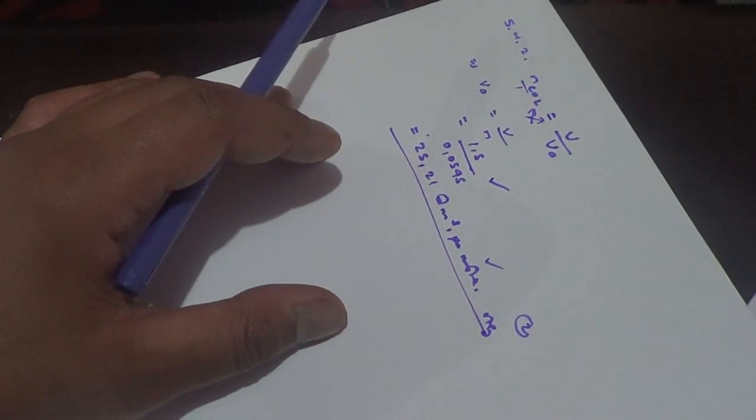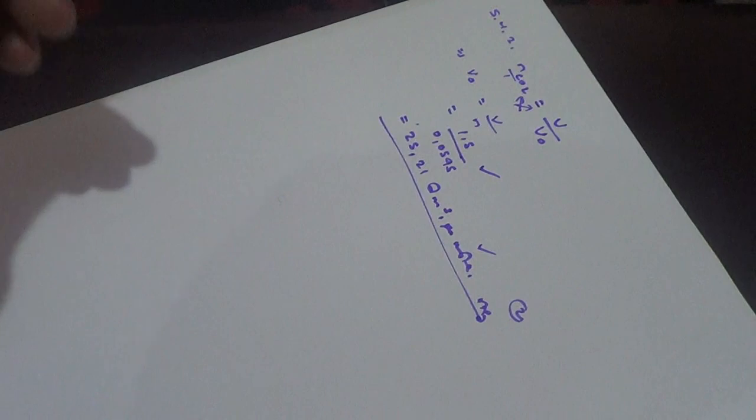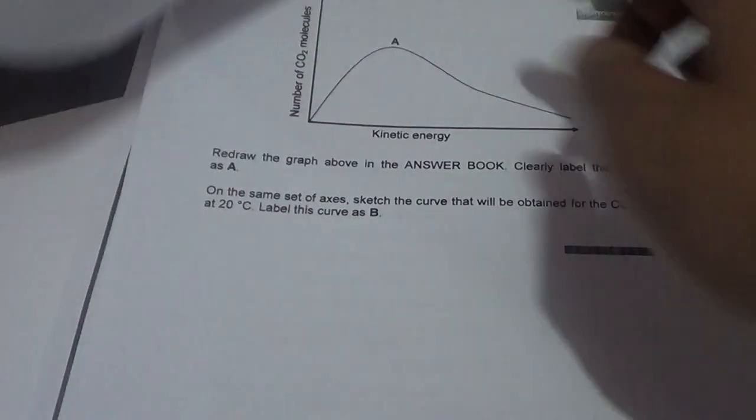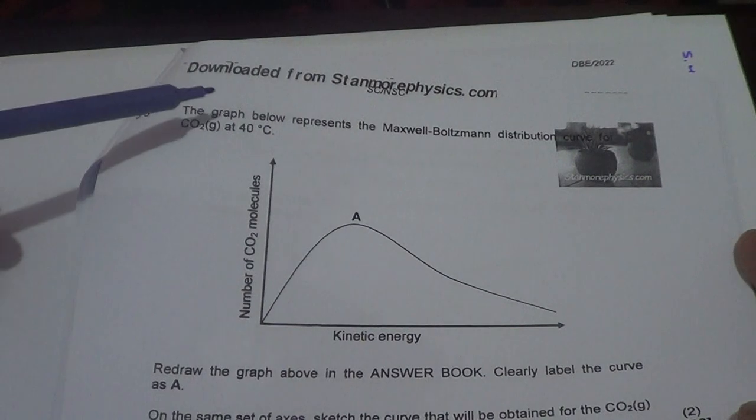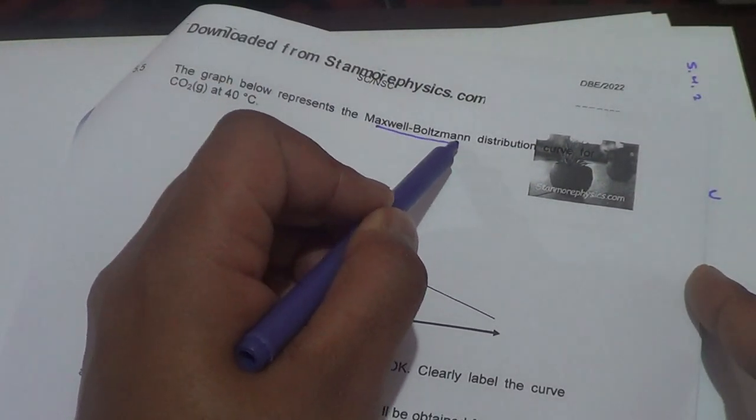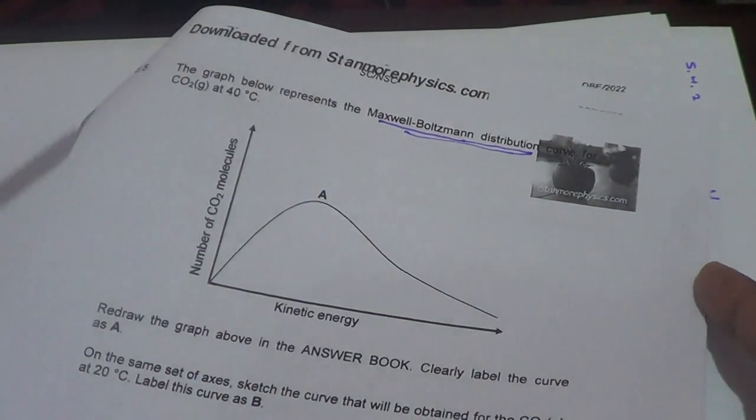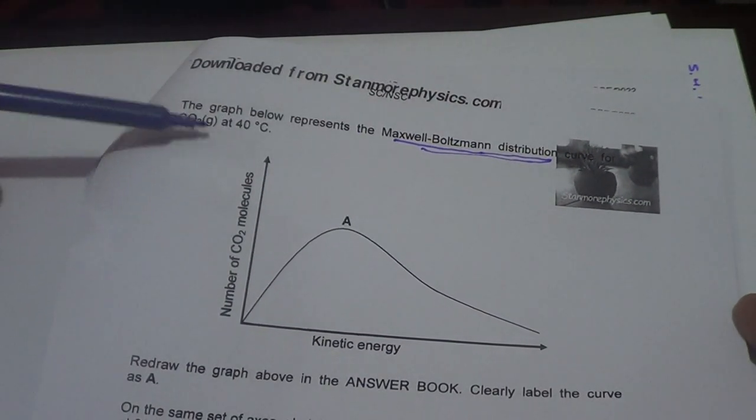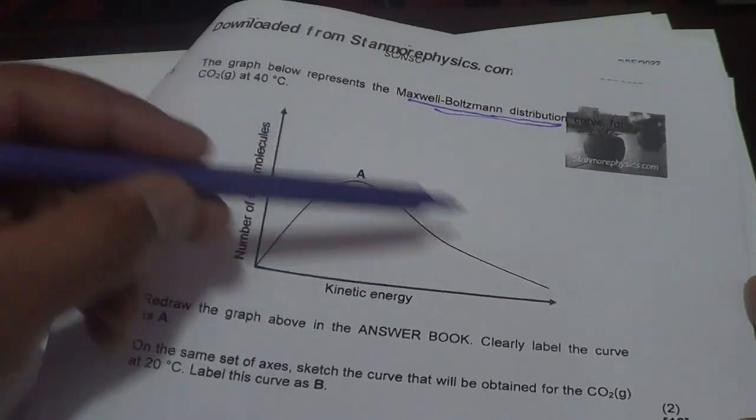We're doing great. So we have 2 marks here. So this question was a bit cool. It was a bit coolish. Don't go blurry, man. Now it says the graph below represents the Maxwell-Boltzmann distribution curve for carbon dioxide at 40 degrees Celsius. Okay. So that is the story.